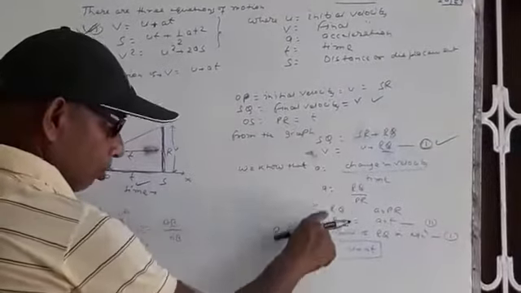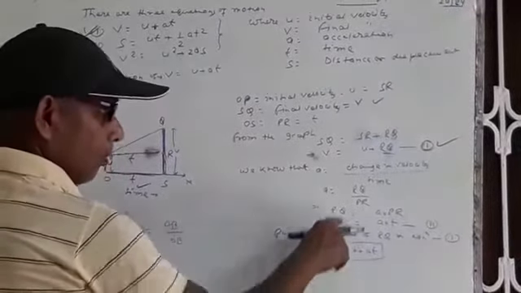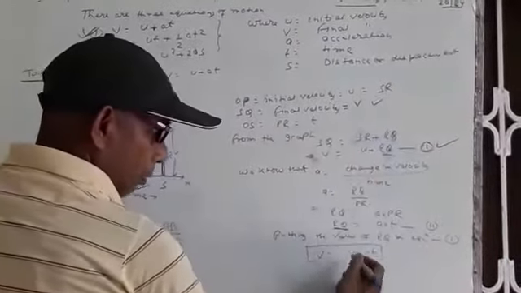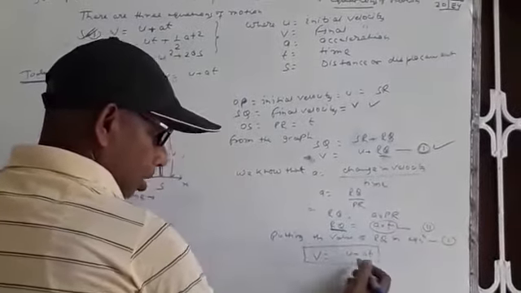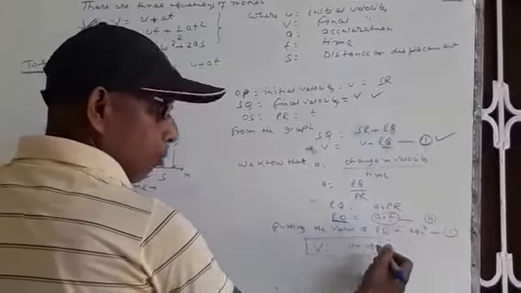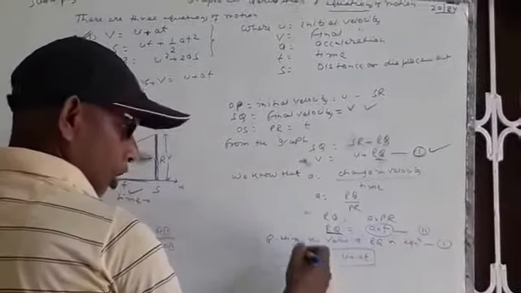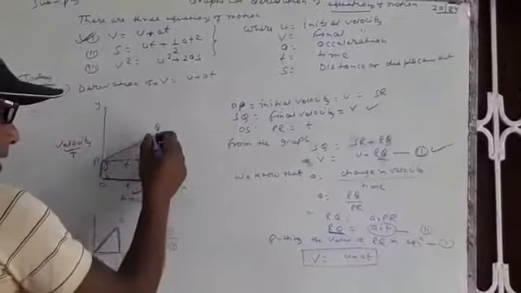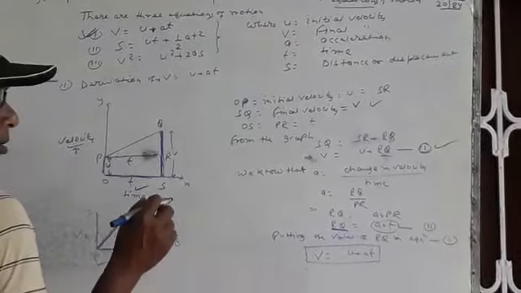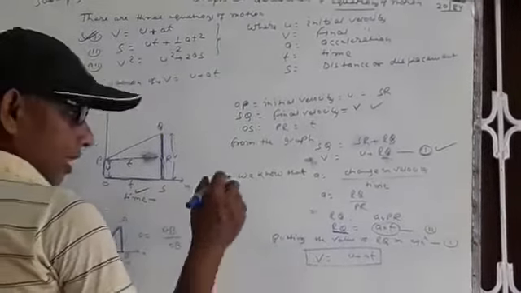Now we have to put the value of RQ in equation 1. v equal to u plus RQ. In place of RQ, I have to substitute a into t. So v equal to u plus at. This is the first equation of motion, and in this way we can derive it graphically. This means with the help of a graph.